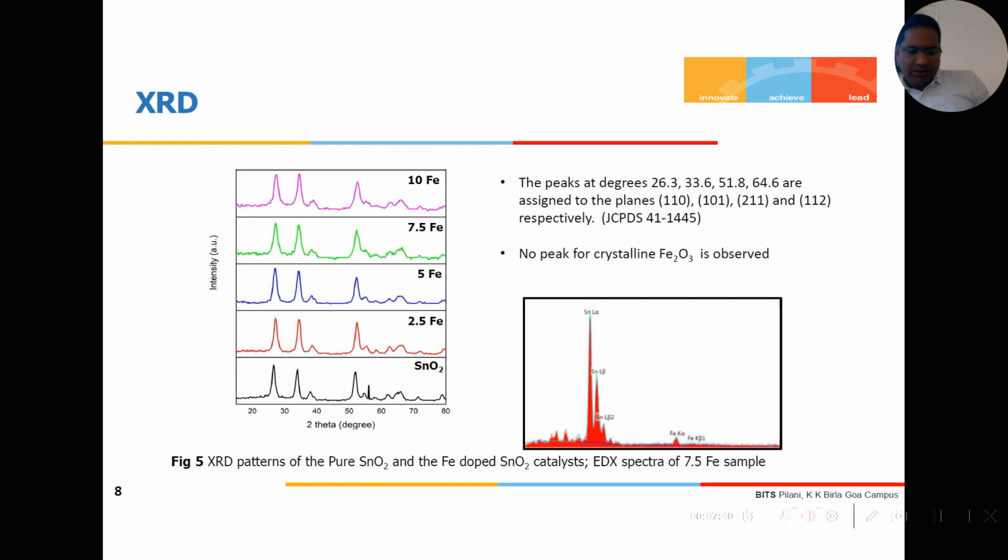What we are trying to find out is, when we dope with Fe, whether Fe is really present in the composite, and in what form, whether it is Fe in metal form, whether it is Fe2O3 or anything else. To confirm that, we did XRD analysis, and we saw that all the peaks present for the iron are for Fe metal, not Fe2O3. So no peak for crystalline Fe2O3 is observed. So Fe is associated with the SnO2 crystal.